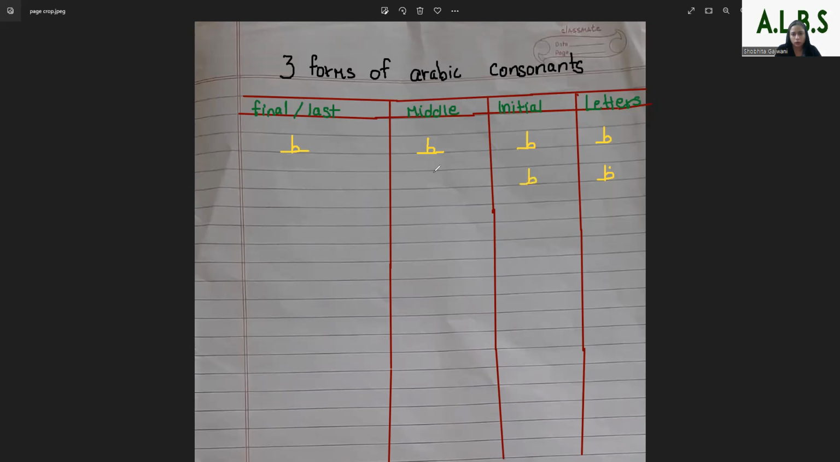Same like Ta, I'm going to write Za or Dha. Difference is just to place a dot.